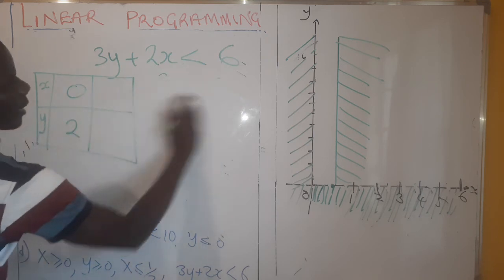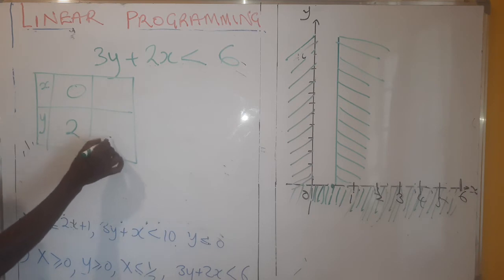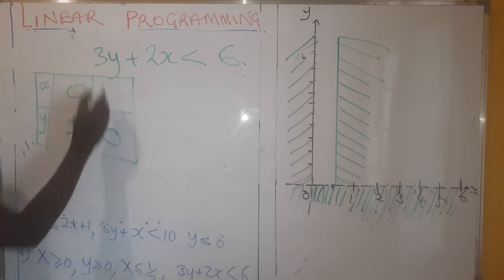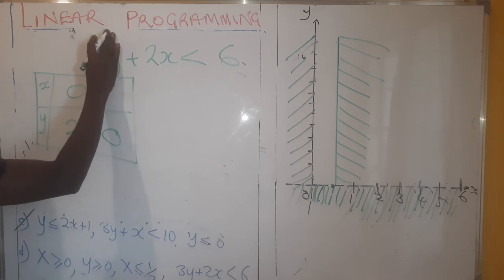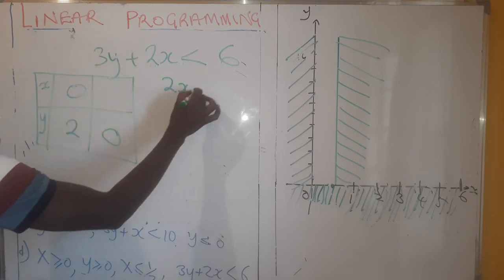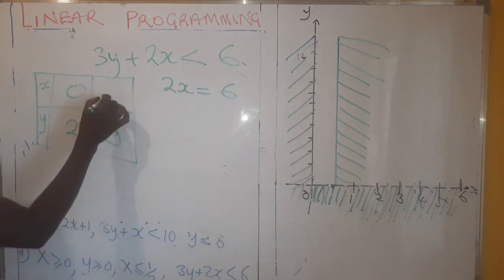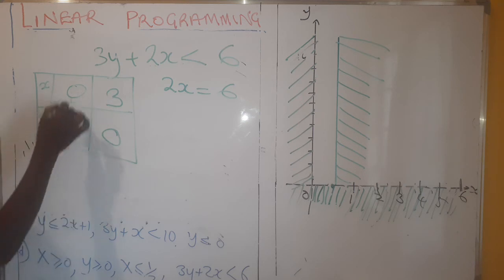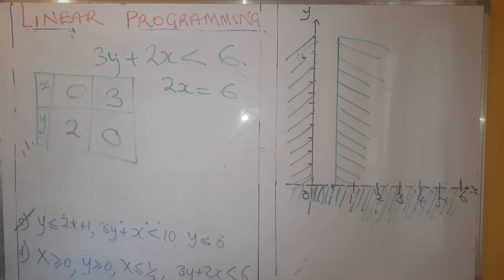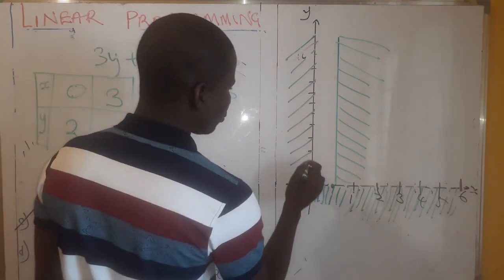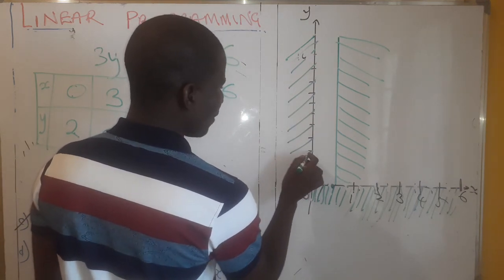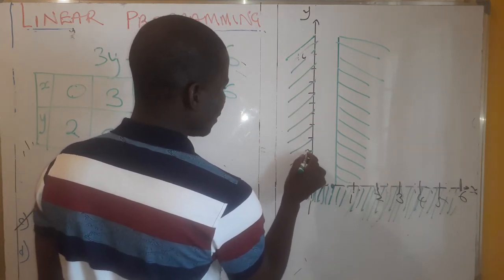Okay? Then you change now to say if y is equals to 0, I'll put 0 here. It means this part is going to die out. You're going to remain with 2x is equals to 6. So this x is going to be 3. Okay? So what do we have? We have 0, 2, which is this point here.